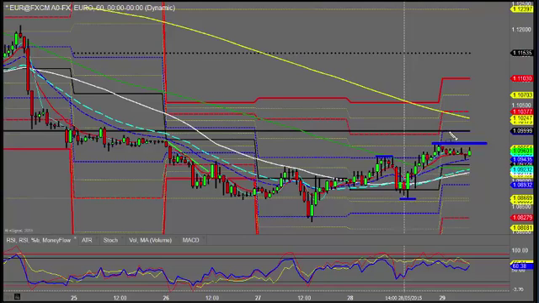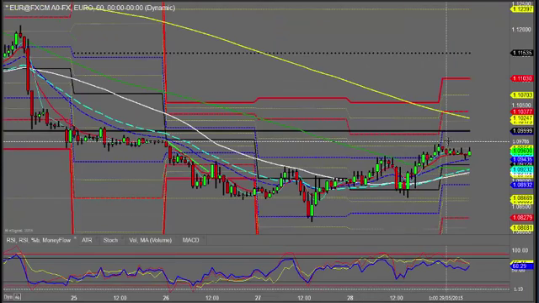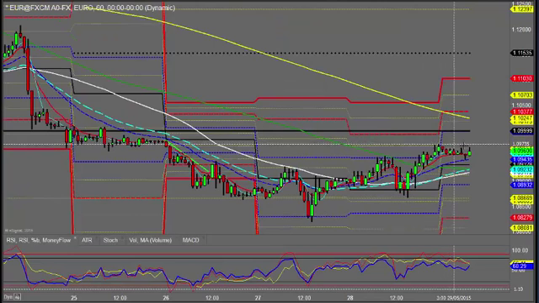1.0999, 1.10 would be a reasonable target to be looking for if we break that sort of level. Of course, it's really dependent on how we follow through this morning. We've not yet pushed on through yesterday's highs. Let's just check that. No, we're not really through yesterday's highs yet.